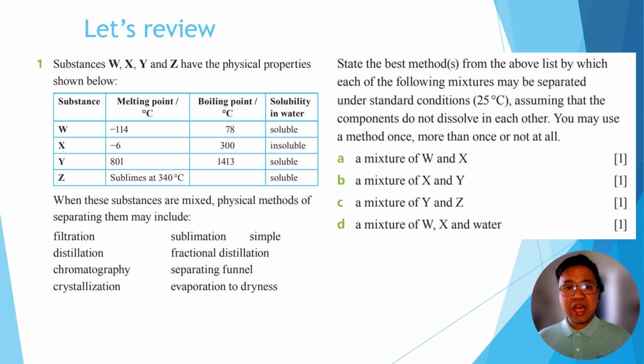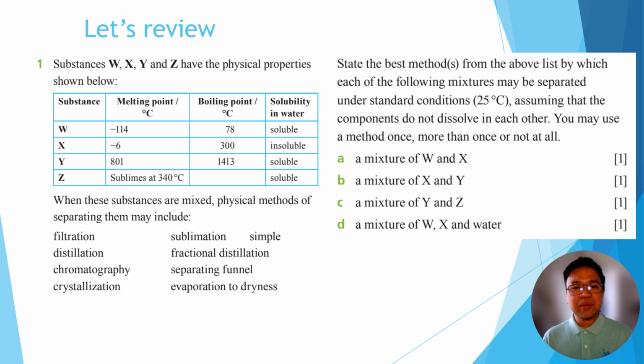Number six, evaporation to dryness. If the goal was to recover substances W and Z from their aqueous solution after filtration, heating the solution until all the water evaporates would leave W and Z as solid residues. However, to completely separate W from Z, another method such as sublimation would need to be used afterward, considering both are soluble and have different sublimation and boiling points.